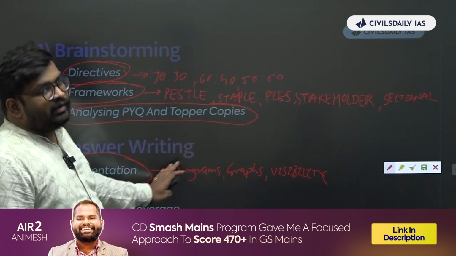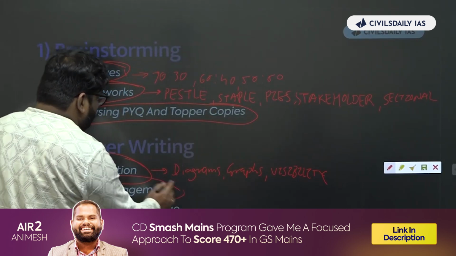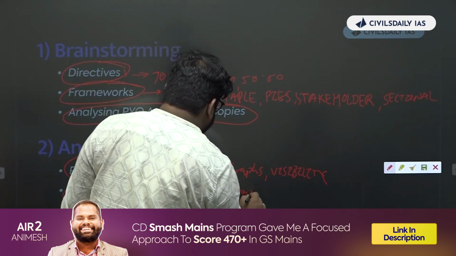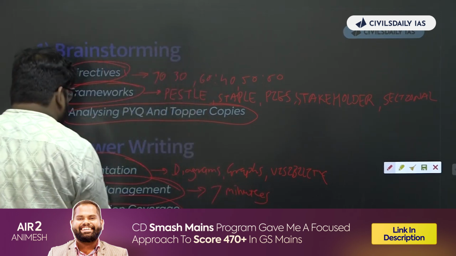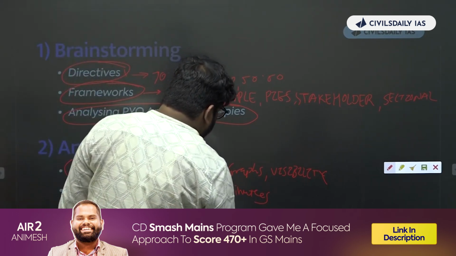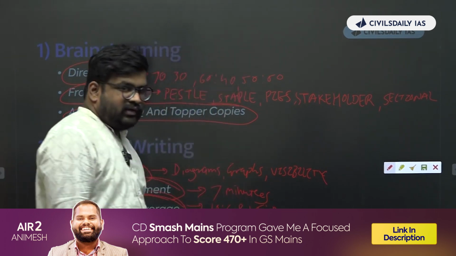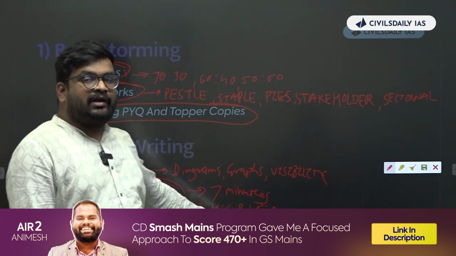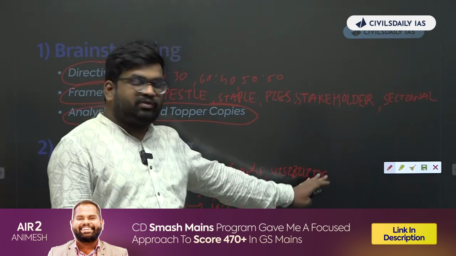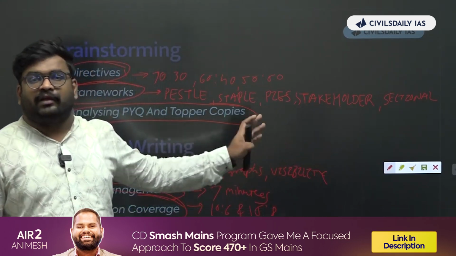Then second is with respect to the time management. That is finishing your answer in 7 minutes. And the third aspect is the dimension coverage, where we apply 10-6 and 15-8 formula. That is, in 10 marker question, you have to have 10 dimensions and at least 6 examples or data. In 15 marker question, you need to have 15 to 16 points and at least 8 to 9 examples.